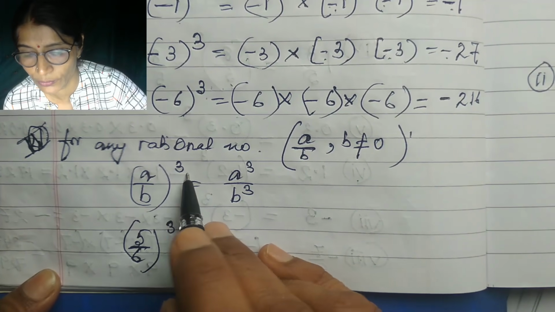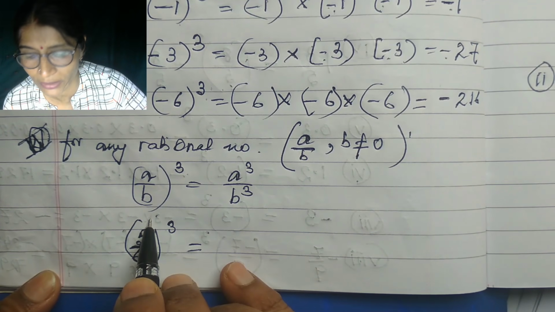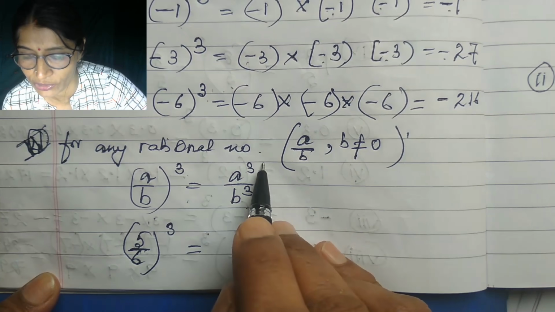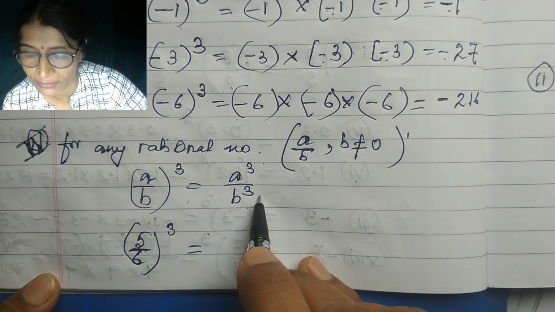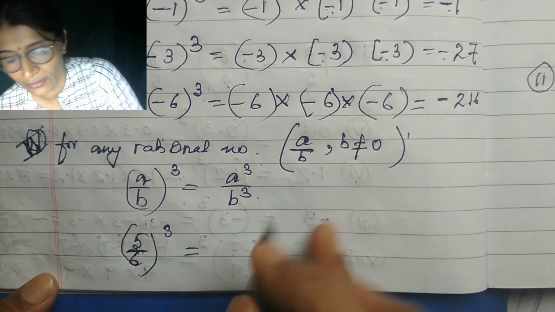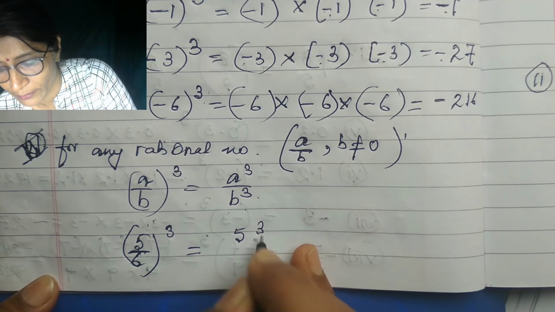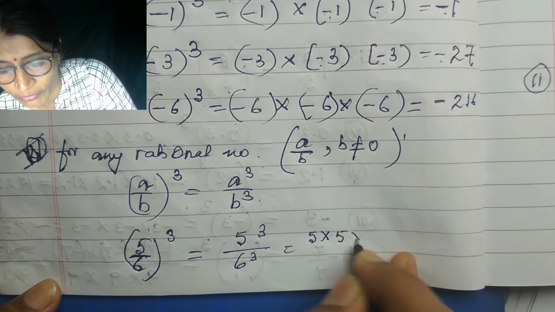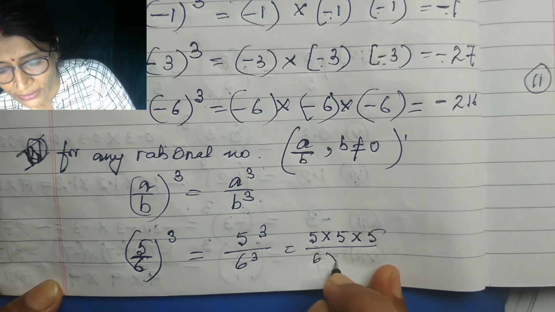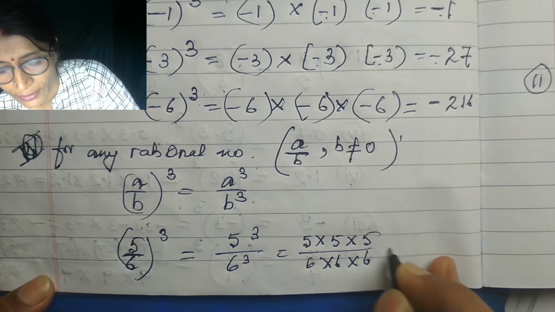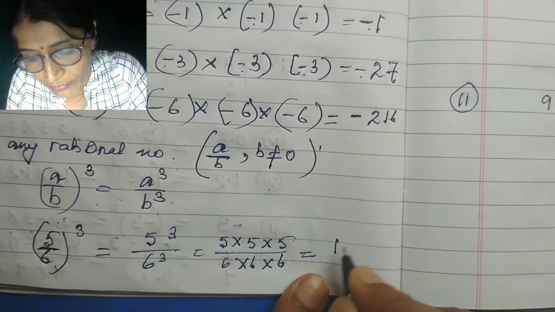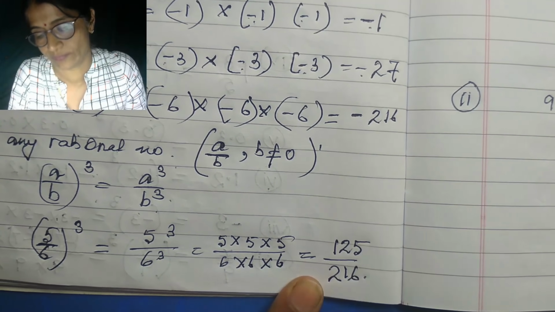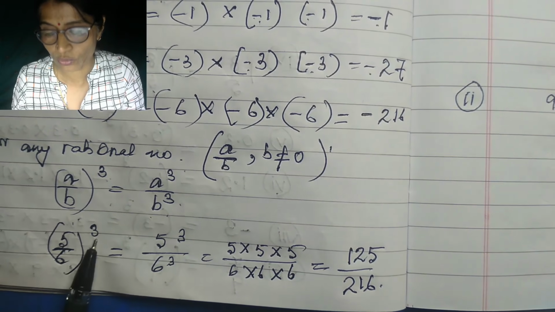So (a/b) cubed, the cube of any rational number, is equal to a cubed divided by b cubed. It means the numerator is raised to the power 3 as well as the denominator. For example, the cube of 5 by 6 is equal to 5 cubed divided by 6 cubed. That is equal to 5 into 5 into 5 divided by 6 into 6 into 6, equal to 125 divided by 216.